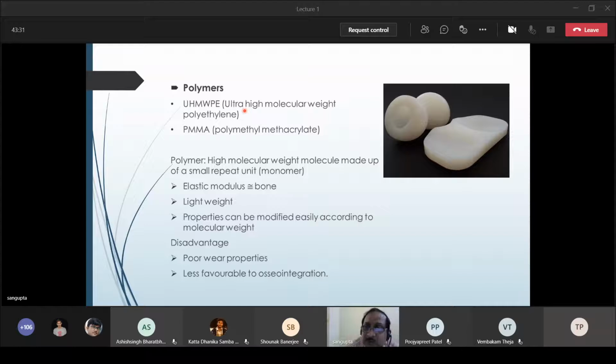As you can see here, in the pictures, one is a tibial component, only one modular part which is articulating, and you can see the acetabular component as well. Okay, PMMA I have discussed is basically the bone cement, that is also a polymer. It's basically lightweight and its elastic modulus is almost similar to bone.